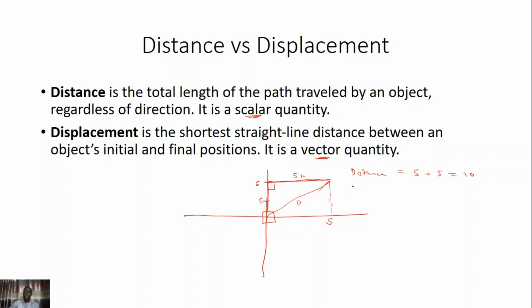And the displacement, let's represent it with r. Okay, so r squared is equal to 5 squared, which is this, plus 5 squared, which is this, right? And that will be r squared is equal to 25 plus 25, which is equal to 50. So r will be equal to the square root of 50, right? So you can see that the displacement is different from the distance. Okay, now that is how far the displacement is from the origin.